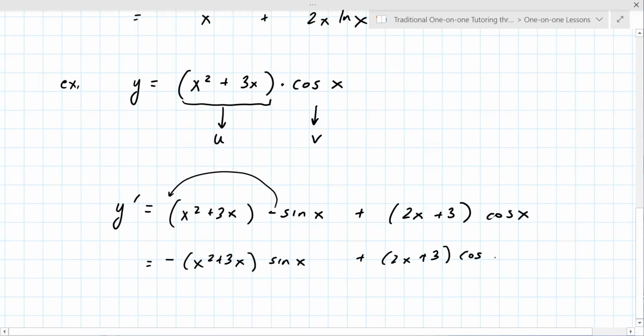How did you get the cosine x? The derivative of negative sine? Yes. Okay. x squared. We have to put the negative over there. Yes.